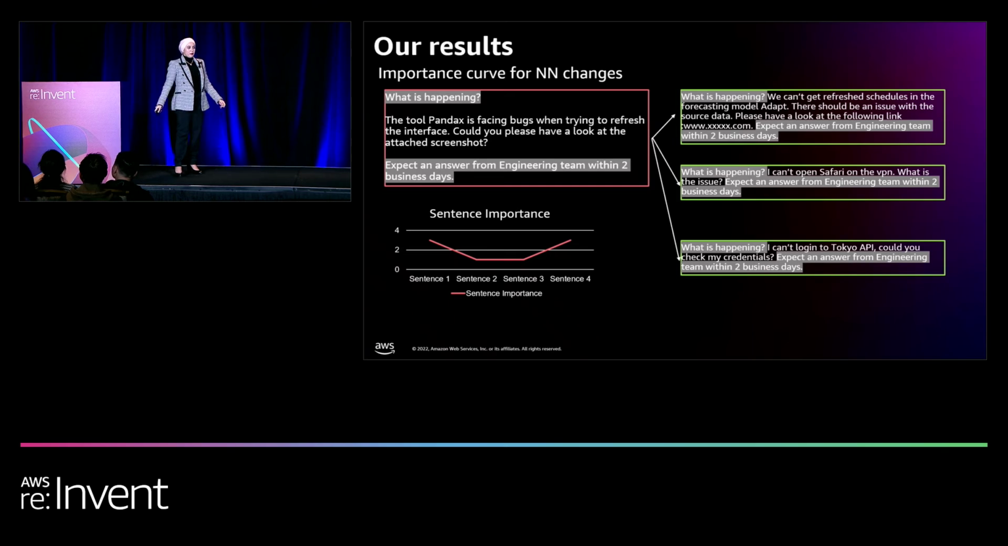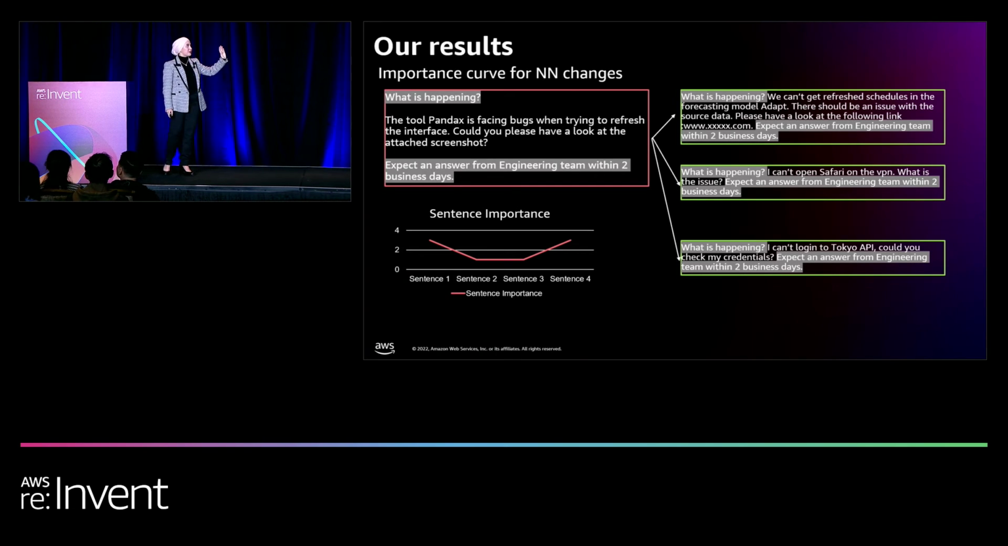Let me give you an example. This is an example of a ticket that we may have. So the ticket starts with one sentence, what is happening? And there is a description of the problem that is related to a certain Pentax tool in Amazon. And then we have a final sentence, expect an answer from engineering tool within 2 business days.